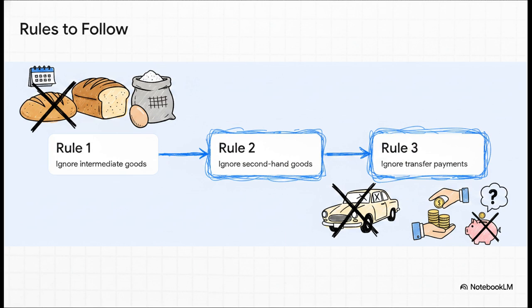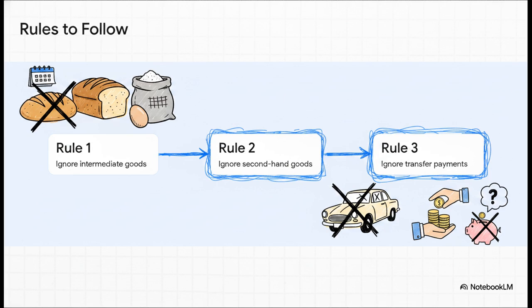Rule 1. Ignore intermediate goods. If a baker buys flour to make bread, we only count the final bread sale. Actually, scratch that. If we counted both, we'd be double counting the flour. Right. Rule 2. Ignore secondhand goods. Buying a used car doesn't count because it was already counted in the year it was originally produced. We only care about current production.